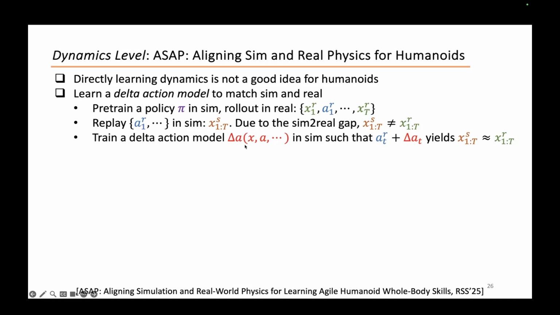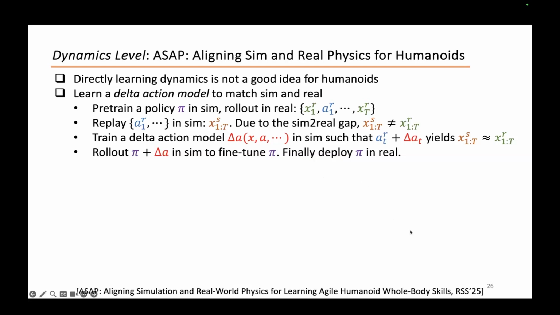And learning delta A is another reinforcement learning problem. The reward is just the distance between X^S and X^R. So once we learn this delta A model, as you can imagine, pi plus delta A in simulation is effectively equivalent to pi in the real world. Once we learn delta A, we freeze delta A, and we fine-tune the policy pi. And finally, we deploy the pi in the real world.